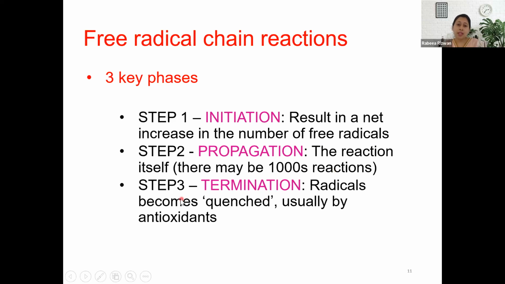And in step 3, this chain reaction can be terminated, and this step is called termination. How can it occur? It can occur by the presence of any antioxidant or antioxidation process inside our body. In this way, it can be terminated by neutralizing these free radicals. However, if this process becomes unstable, then it will cause oxidative damage or oxidative production process.